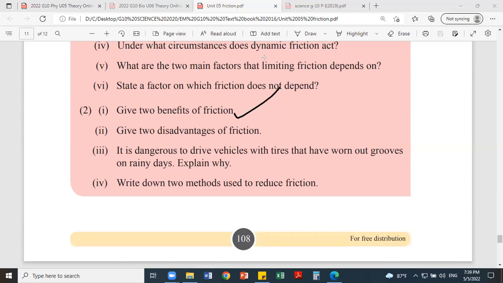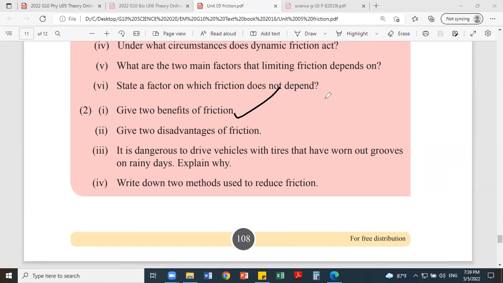Ability of moving. Ability of bringing the vehicle to rest by applying brakes. You can lift an object without slipping. Ability of walking on the floor, yes, because of friction. Ability of holding an object using the palm or the fingers, that's due to the friction between the palm or the fingers and the object.